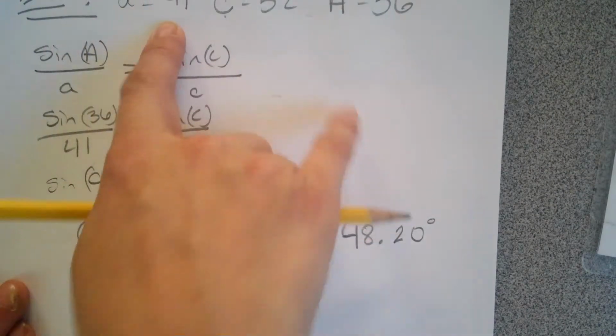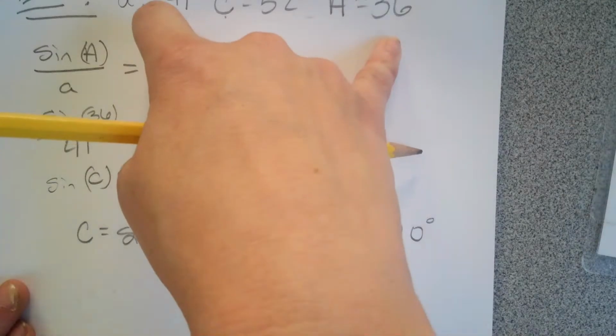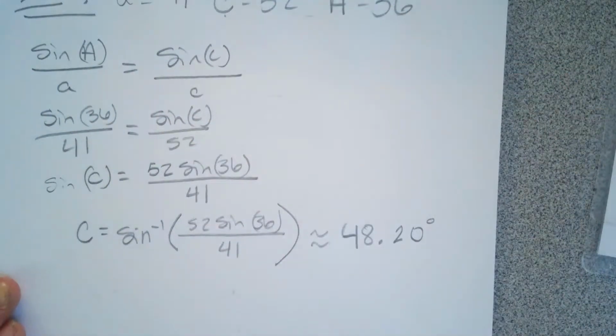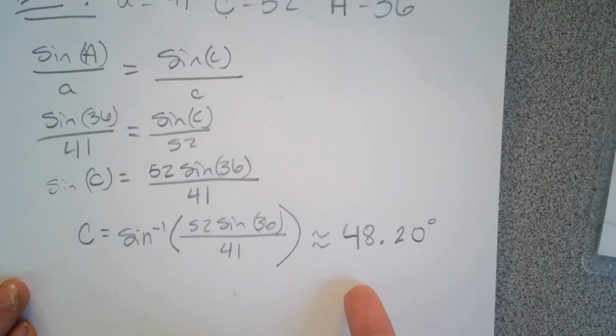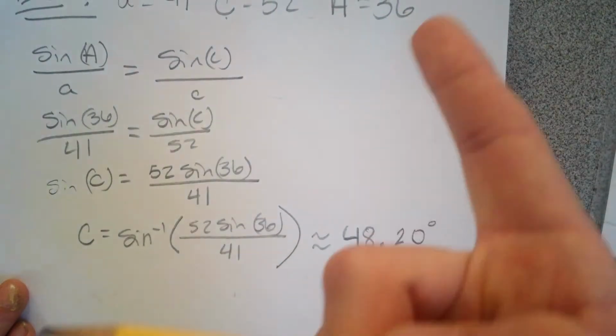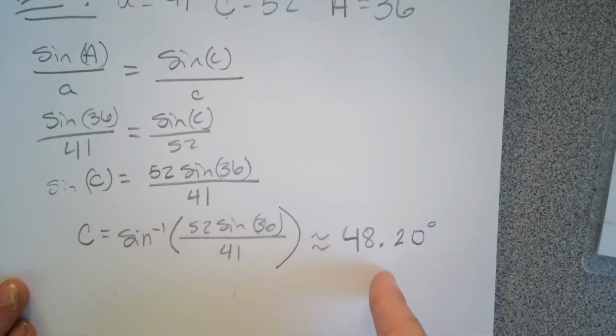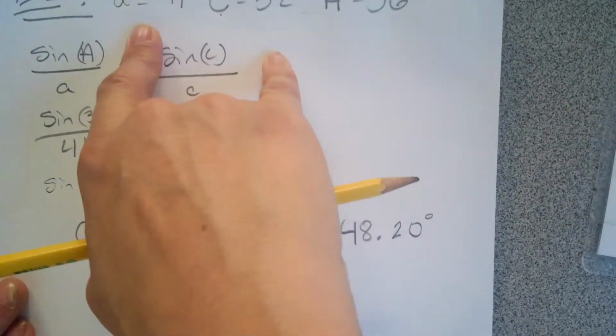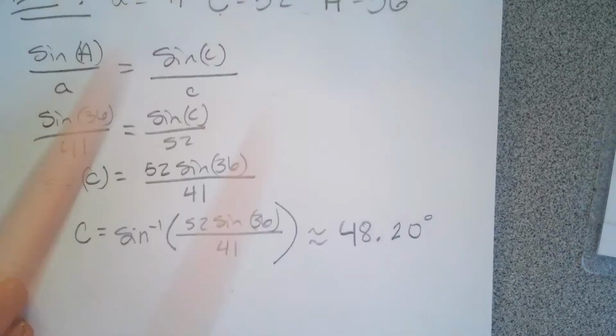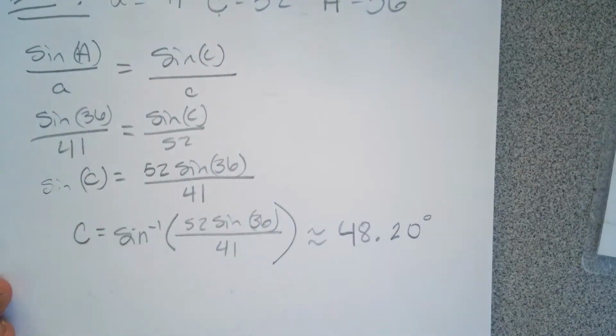Look at side A and angle A. Angle A is 36. What's angle C? It's bigger, right? So since angle C is bigger than angle A, that relationship should hold true for their sides. Side C should be bigger than side A. Is it? So far it makes sense. Okay. Do we have questions about how we got there?